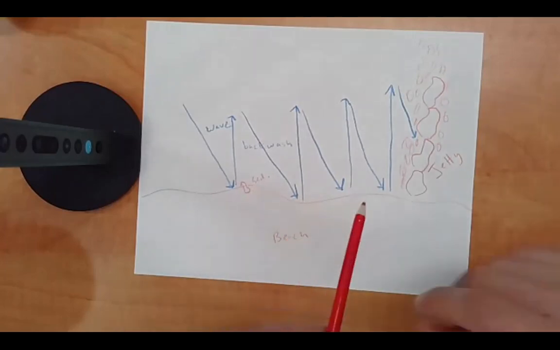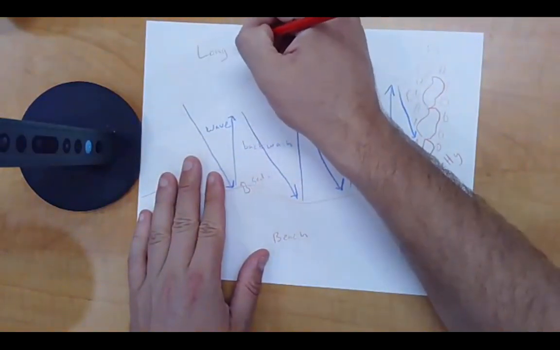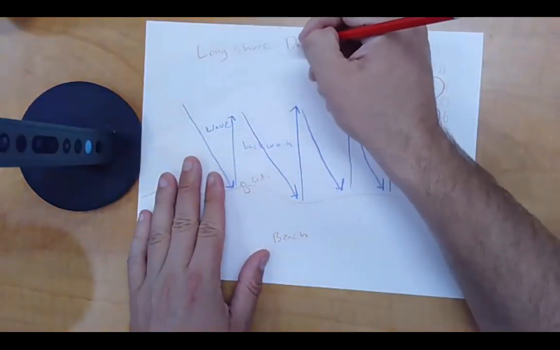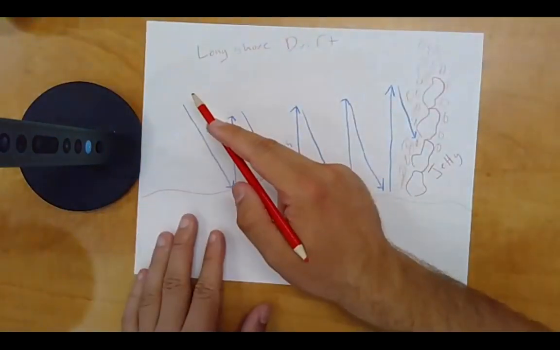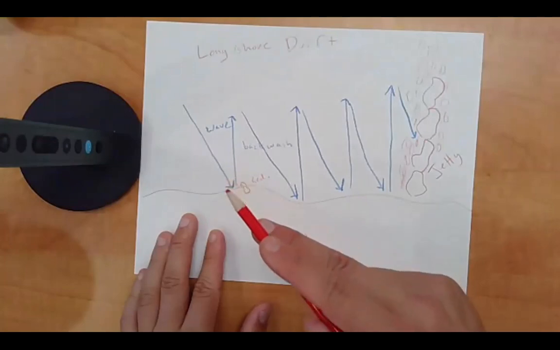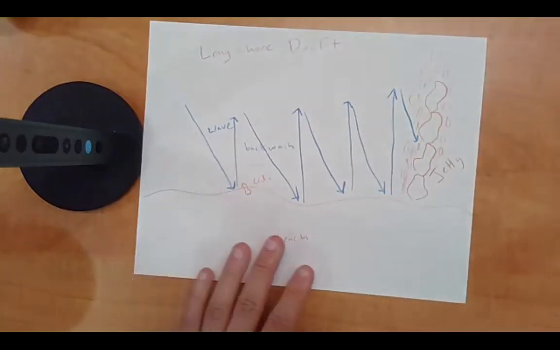This right here is the process of longshore drift, and it's a way that sediment is eroded and deposited, eroded and deposited, eroded and deposited.